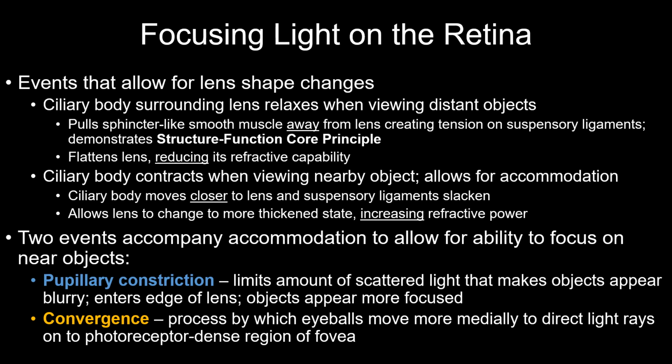When accommodation occurs, you're viewing a nearby object, the ciliary muscle is going to contract, and the ciliary body moves closer to the lens. This is going to decrease the tension on those suspensory ligaments, which reduces their pull on the lens. And then without that tension, this lens is going to round up. It's going to become more round into an almost spherical shape. And this change in shape makes the lens more convex, increasing refraction and focusing the light from nearby objects onto the retina.